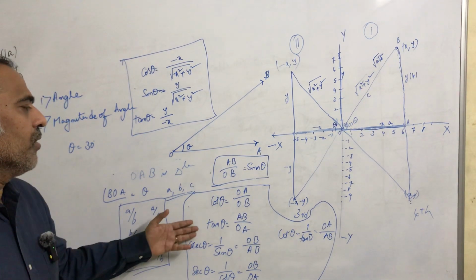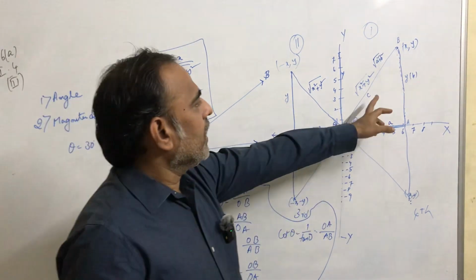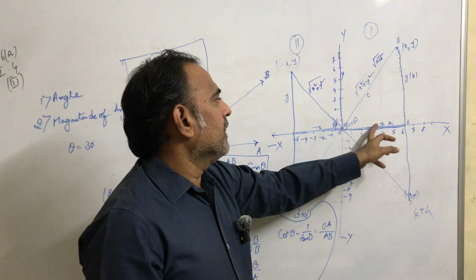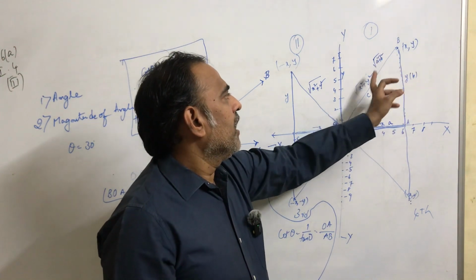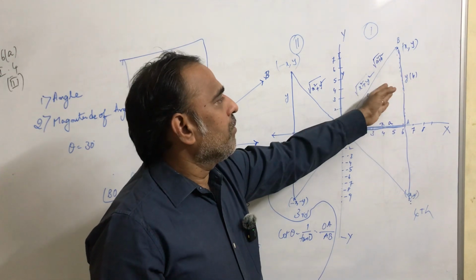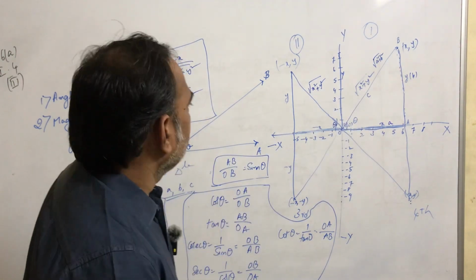This is the background. In the first quadrant, adjacent side, opposite side, hypotenuse, all are positive, right? That is why whatever ratio is formed, everything is positive. Okay.